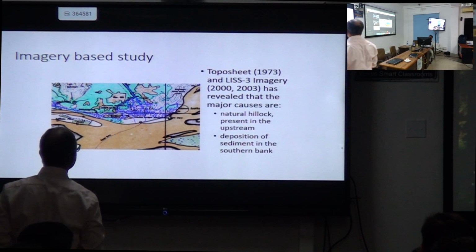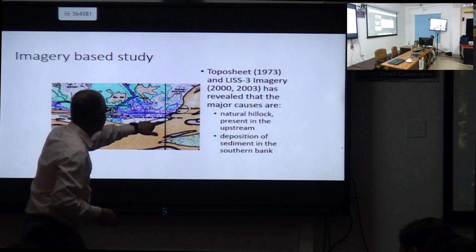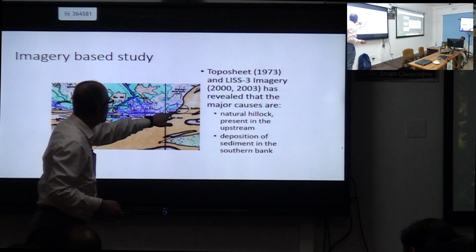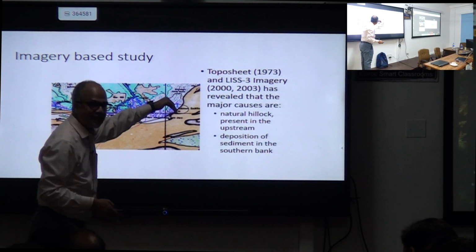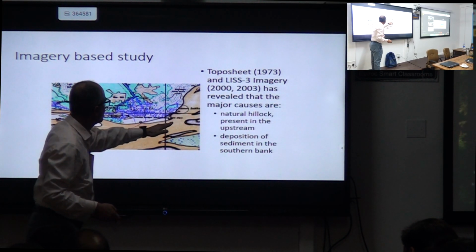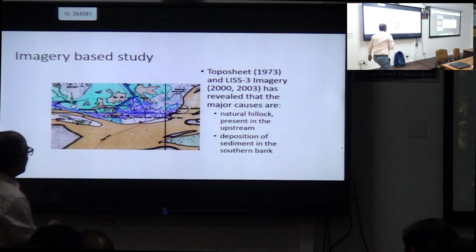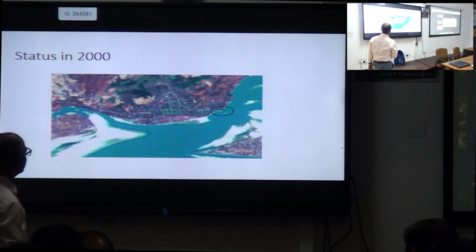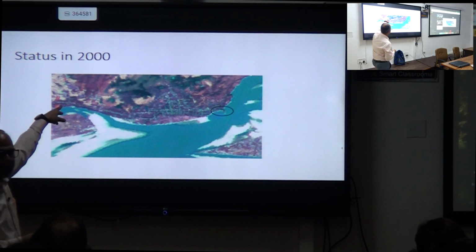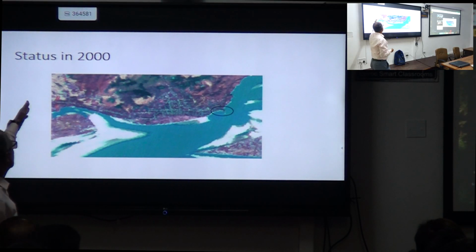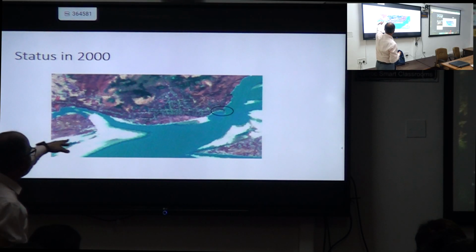So in 1973, this hill outcrop was behaving like a deflecting spur. Water was thrown away, and there was not any problem. Now when it came to the very recent, in 2000, I'm going back to 2003-4, that study we did in 2003-4.